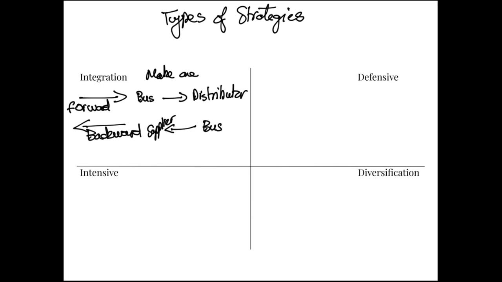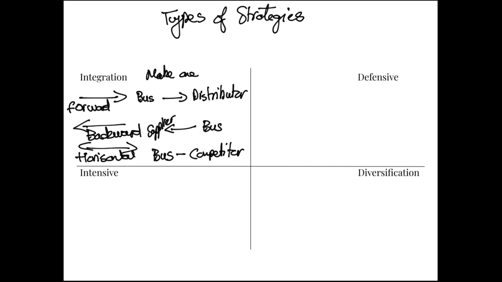And then you've got horizontal. Now horizontal is on the same level. So they take control over a business in the same industry. So that means you take over a competitor. So you stay on the same level.